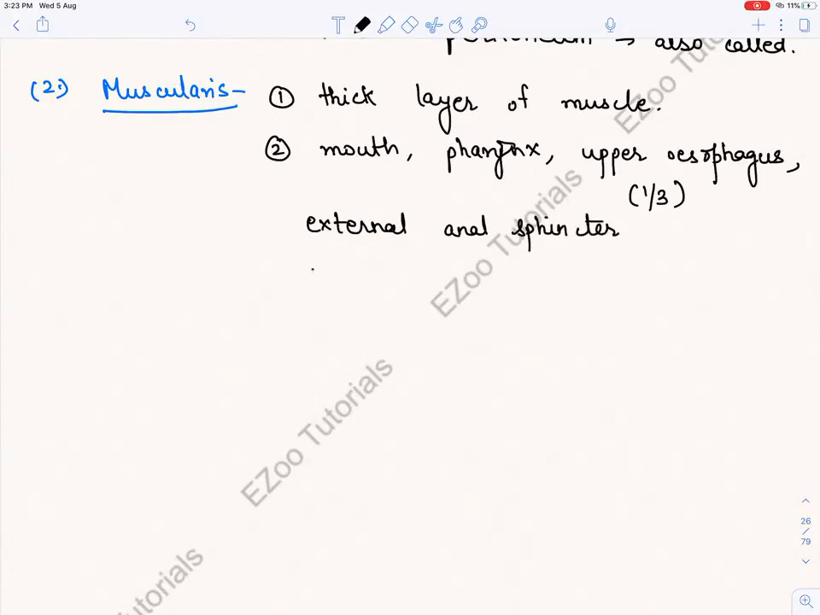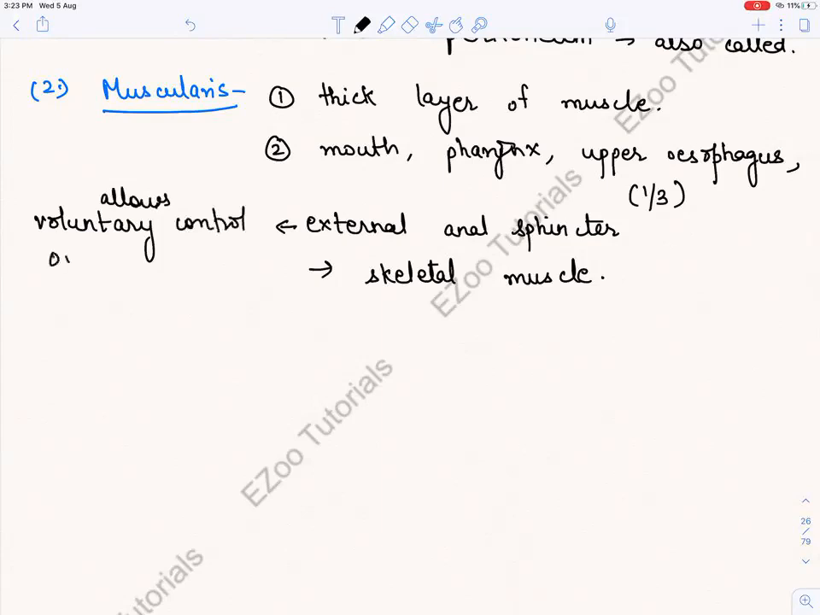It is composed of what? These all things are composed of skeletal muscle. Easy to understand. External anal sphincter. Why? So as to allow voluntary control of defecation, right? Voluntary control of defecation.